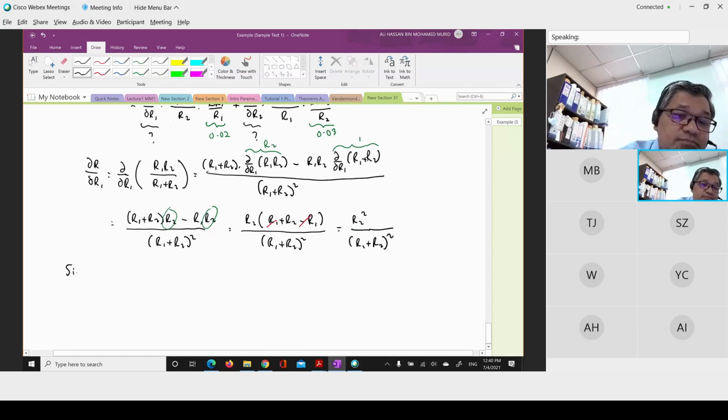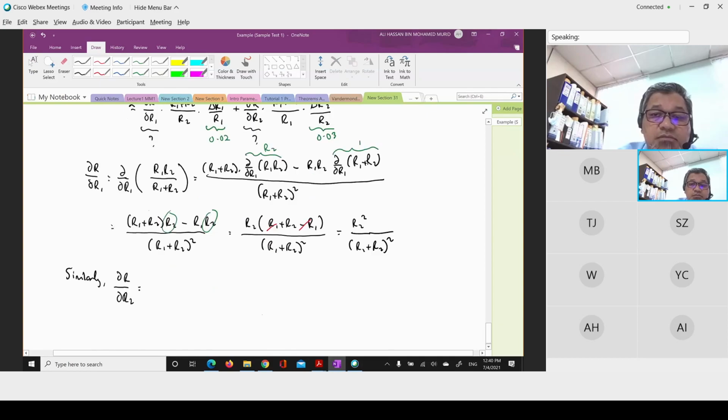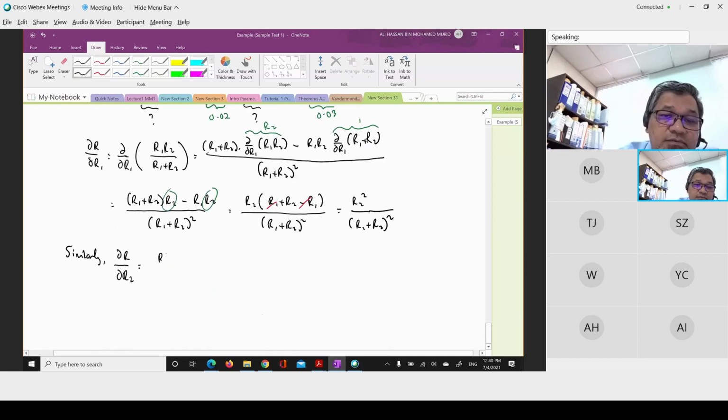Similarly, the result of partial R partial R2 is just interchange R1 and R2. Yeah, we just interchange R1 and R2. So we get R1 squared divided by (R1 plus R2) squared.